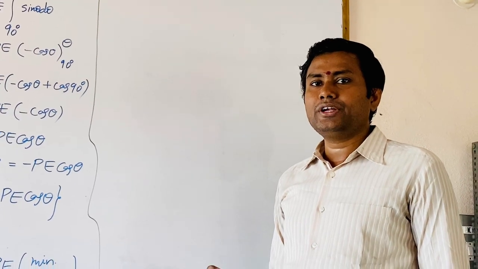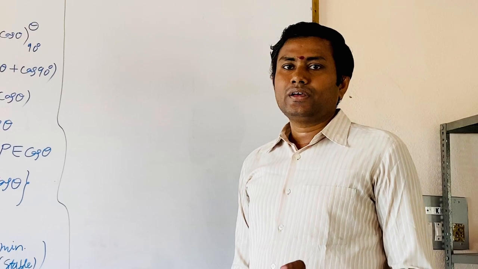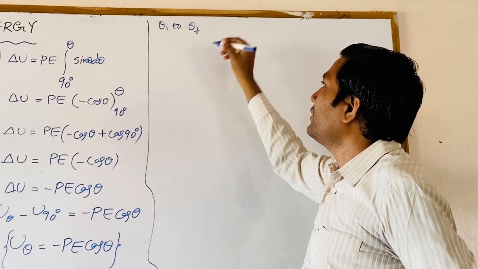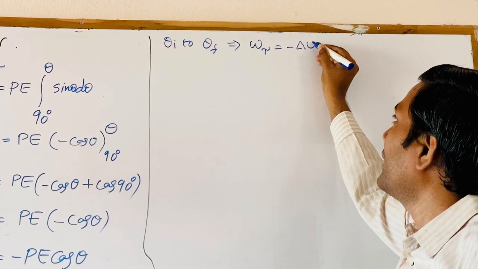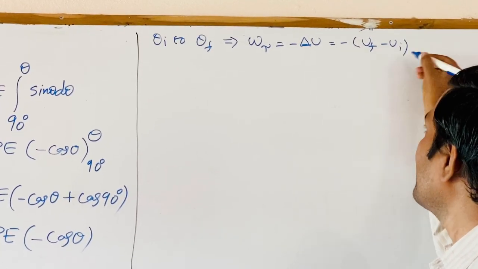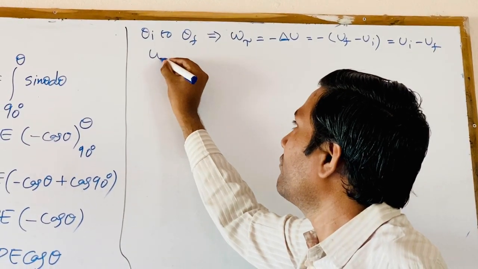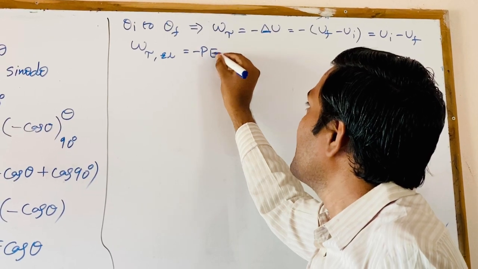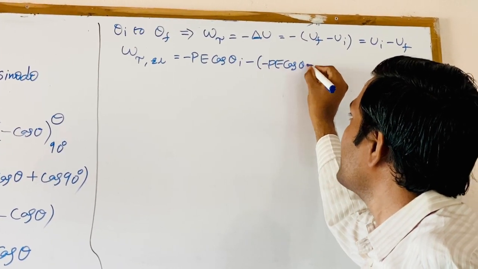Suppose whenever the angle between the orientation of the dipole and the electric field changes from theta I to theta f, how can we calculate the work done by the electrostatic force, that is the torque due to the electrostatic force? Suppose the dipole orientation changes from theta I to theta f, at that time the work done by the torque due to the electrostatic force, we can say is minus delta U. Again, minus of what is delta U? Uf minus Ui, which indicates Ui minus Uf. So what is Ui? So here again the work done by the torque, this is due to the electrostatic force, is equal to Ui minus Uf. Now we can write as minus PE cos theta I minus of minus PE cos theta f.